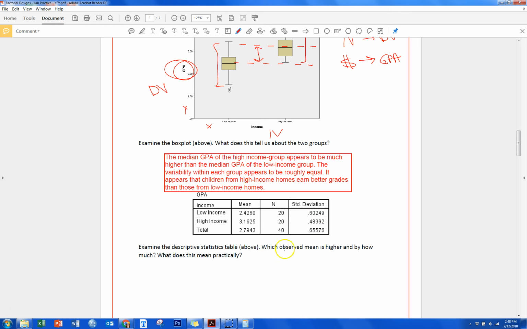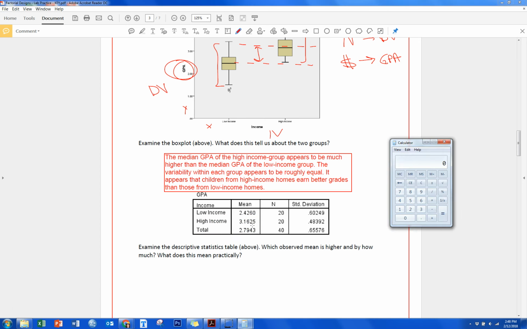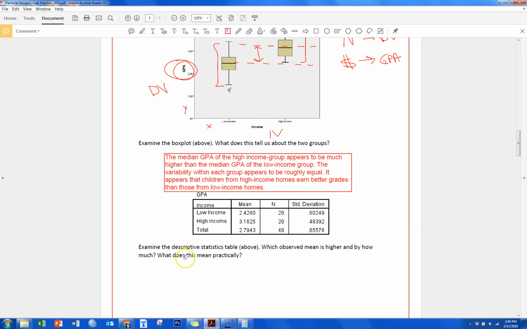What is the observed mean? How much higher is the observed mean? So let's see here. The high income group has 3.16. What's the difference? 3.1625 minus 2.426. Difference of 0.73. Our standard deviation on average is about, let's say, 0.5. So this is actually greater than a standard deviation. So this appears to be a huge difference. So let's say something about that.